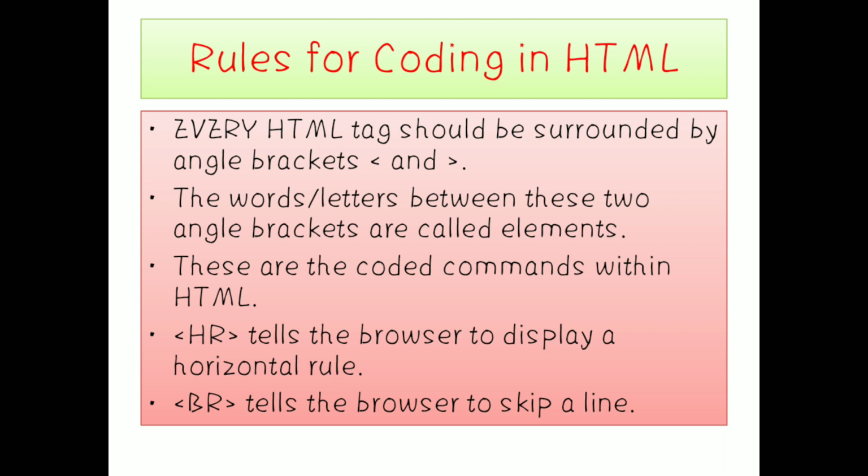Next, HR tells the browser to display a horizontal rule. So there is a particular tag called HR. HR means horizontal rule. Once we have given the particular tag HR, what happens? Immediately in the output we will be getting a horizontal line wherever this particular HR tag is given. We will be getting a horizontal line, children.